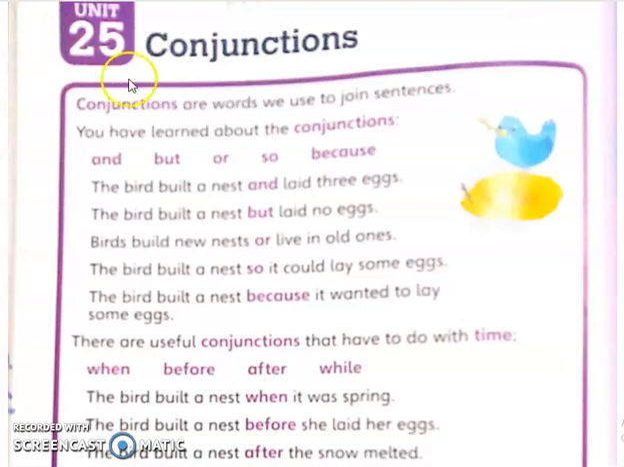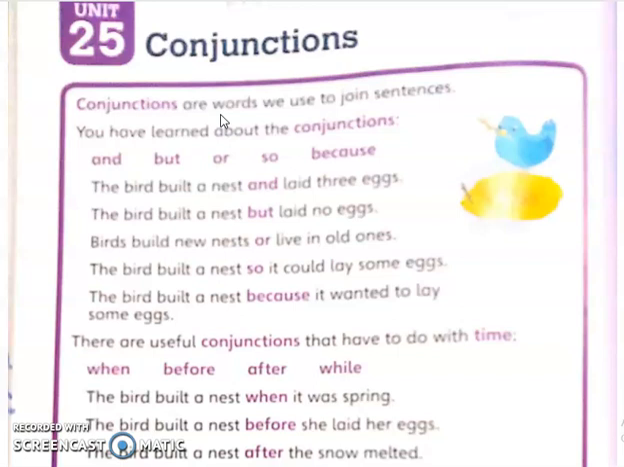Conjunctions are words we use to join sentences. These are the linking words that we use to join sentences or phrases or clauses or even words.